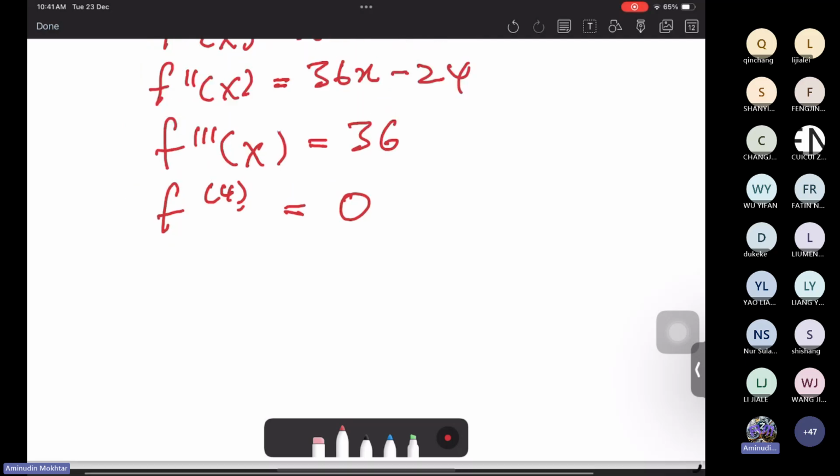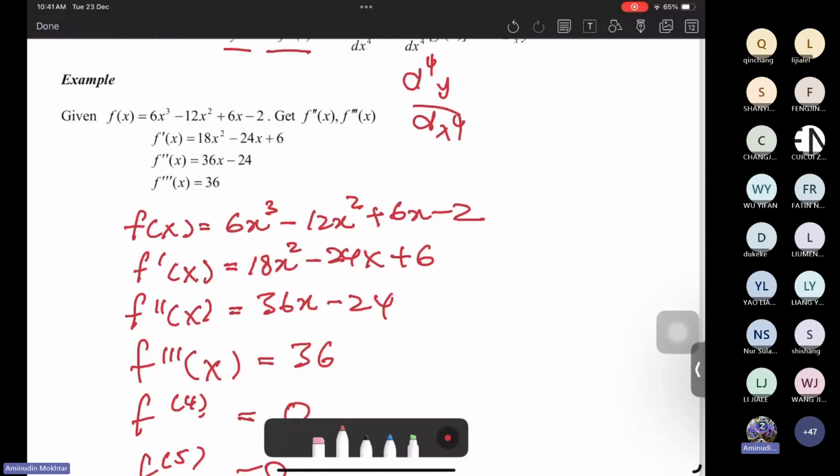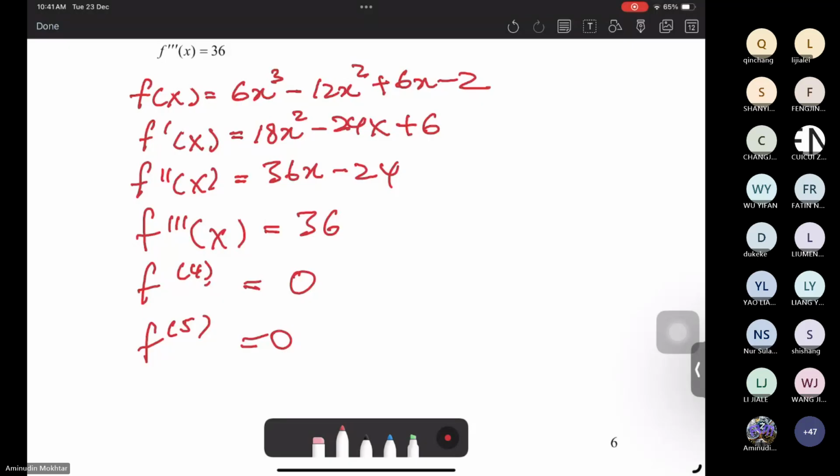In other words, in theory we can find more than one derivative: the first, second, third, and so forth. But in practice, especially in this class, we only focus on the first derivative and second derivative. That's basically the first part of this topic.